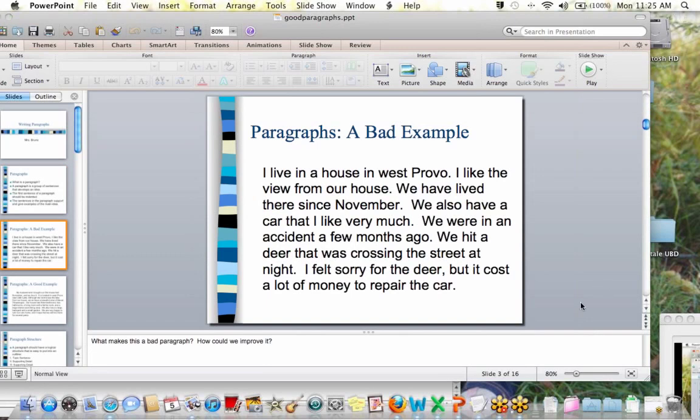And Will, we're going to actually share our Native American projects on Thursday. That was just a little side question. Okay, here's a bad example. I can do it on my computer.